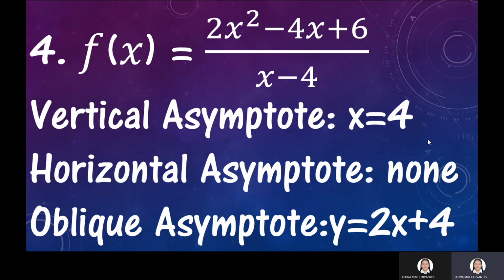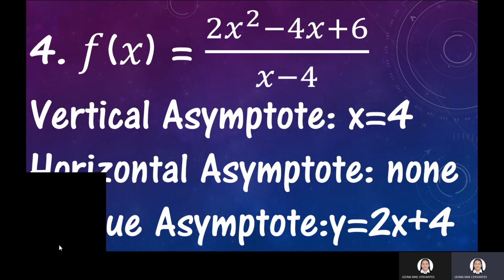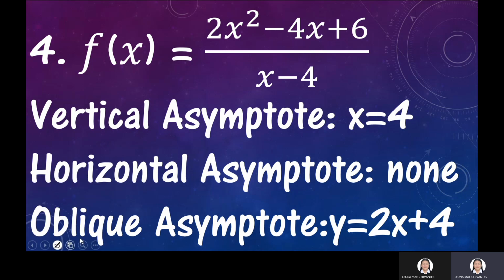Okay, again, number 4. F of x is equal to 2x squared minus 4x plus 6 over x minus 4. Vertical asymptote. So, denominator, x minus 4. So, x minus 4 equals 0. Then, x is equal to 4. Vertical asymptote, x is equal to 4.